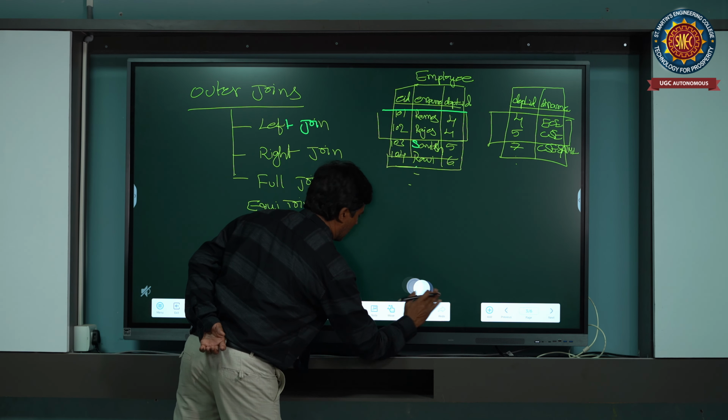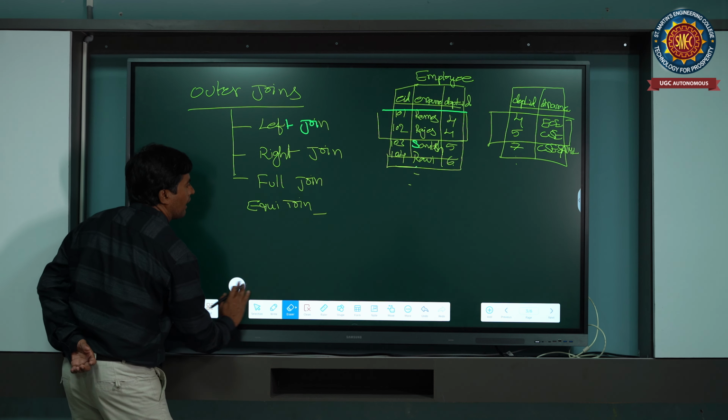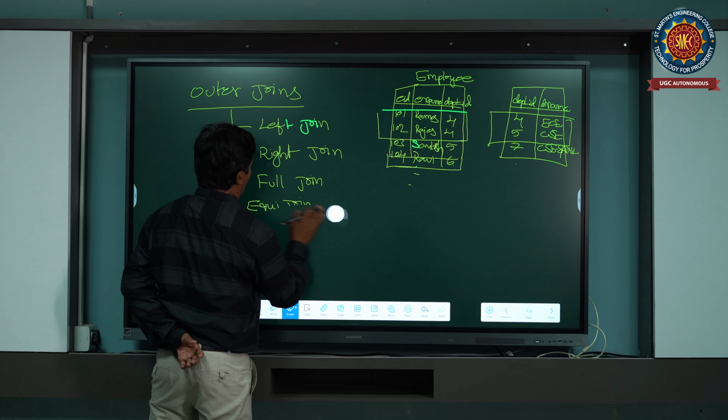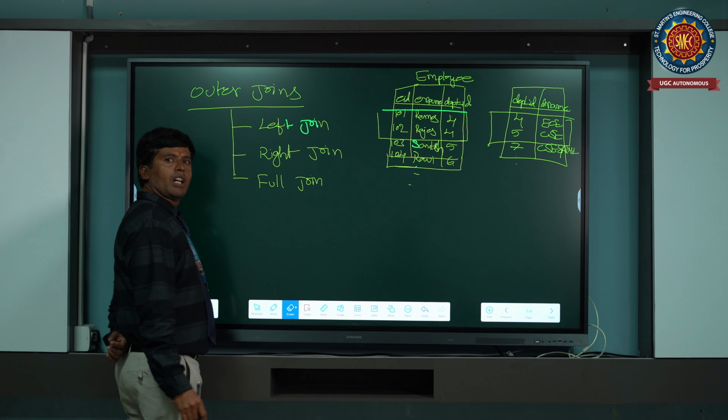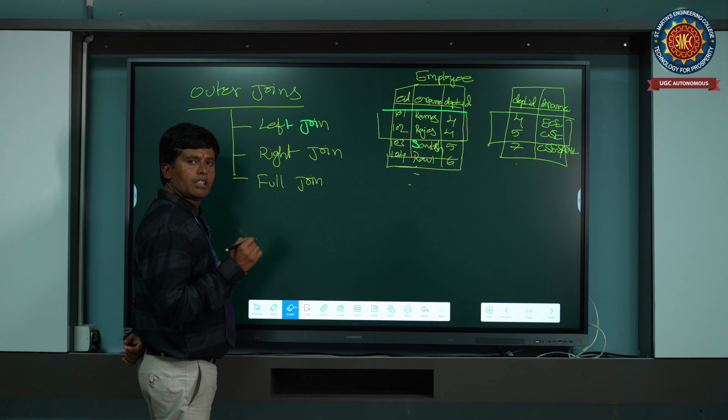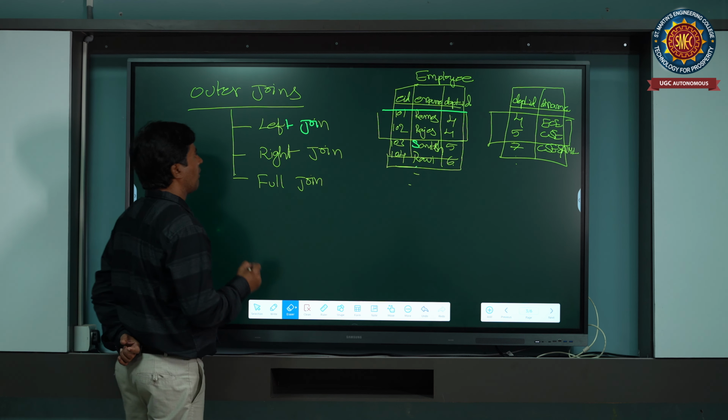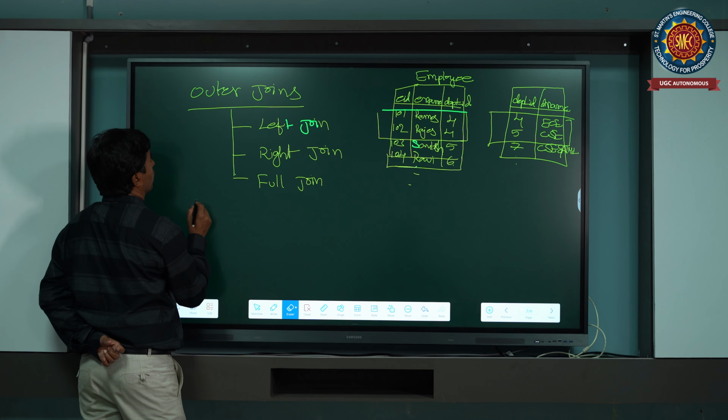Afterwards, it selects the unmatched records from the left table, and once again displays the unmatched records from the right side table. Likewise, the full outer join works. Let's take an example of full outer join.